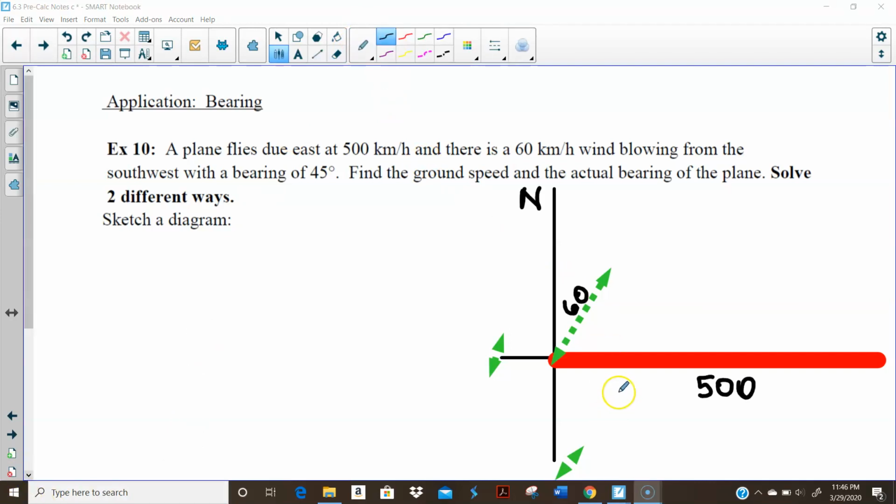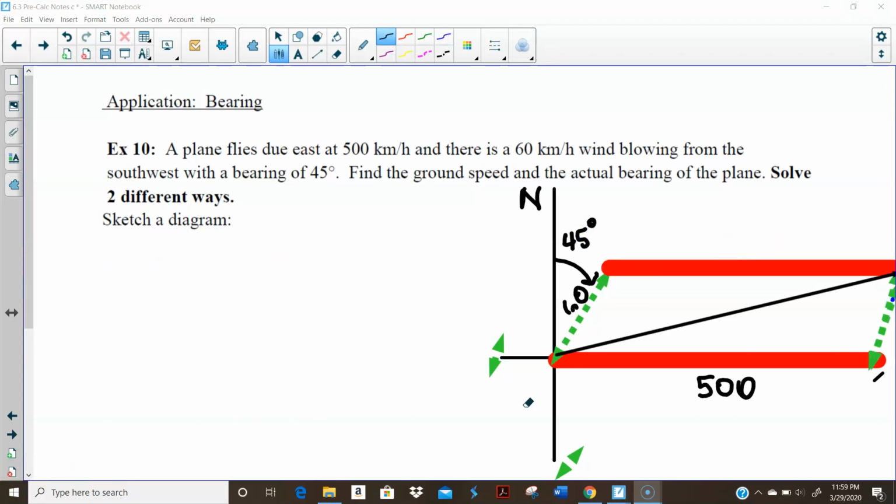You can see I've labeled the magnitude of the plane. This is 500, and the magnitude of the wind, which is 60 kilometers per hour. I just want to remind you about a bearing. A bearing always starts north and goes in this direction. So that angle right there is your 45-degree bearing. So you can see I've drawn a parallelogram. This diagonal line is the resultant force.